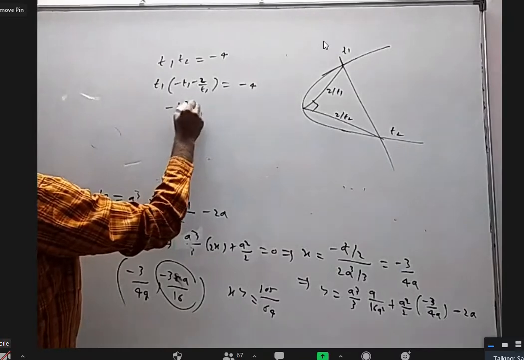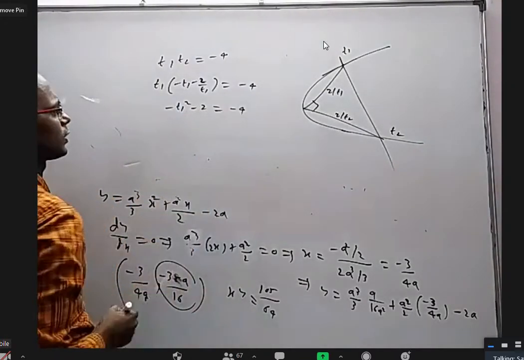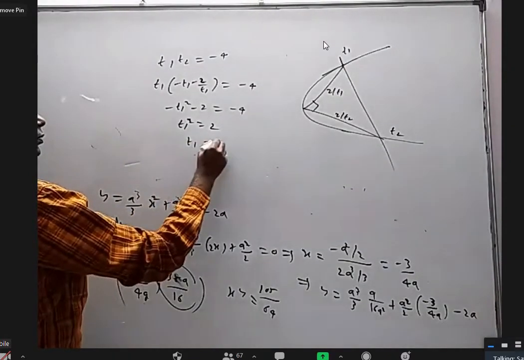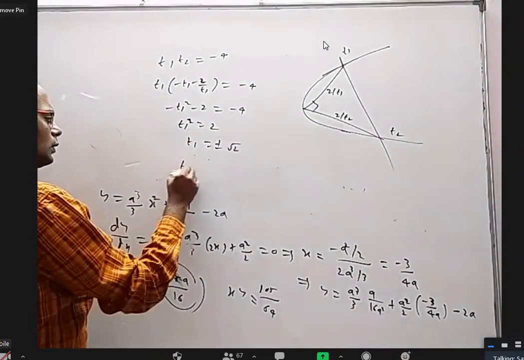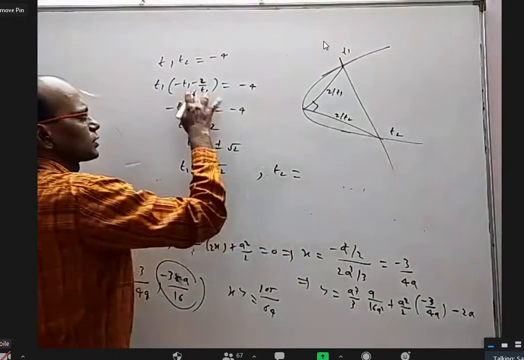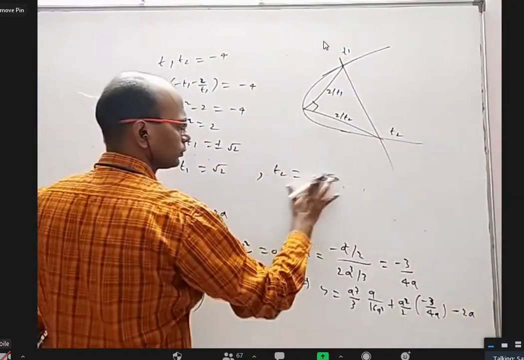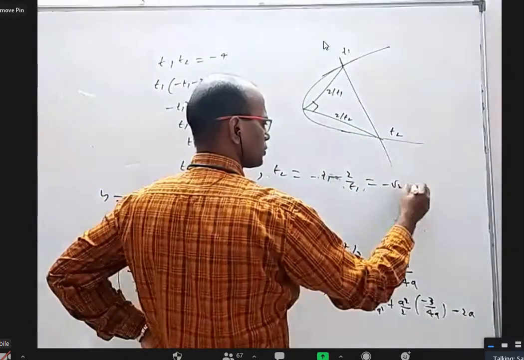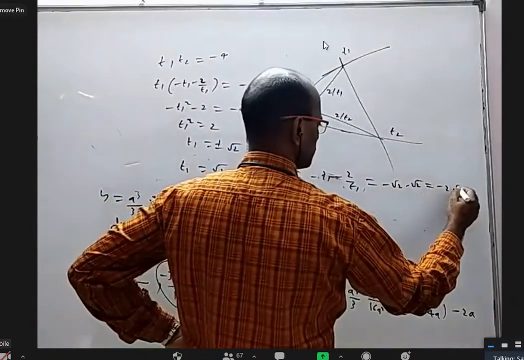Now this is minus T1 square minus 2 equal to minus 4. T1 square equal to 2. T1 equal to plus or minus root 2. If T1 is root 2, the corresponding T2 will be, based on this formula, minus T1 minus 2 by T1, minus root 2 minus root 2, which is minus 2 root 2.